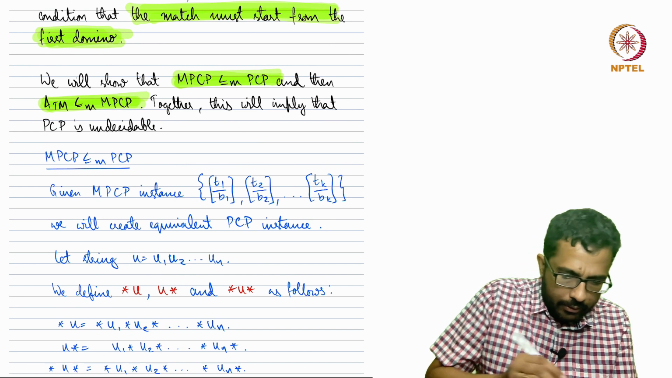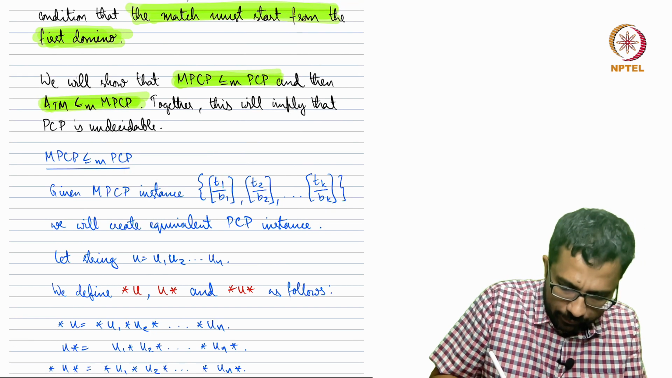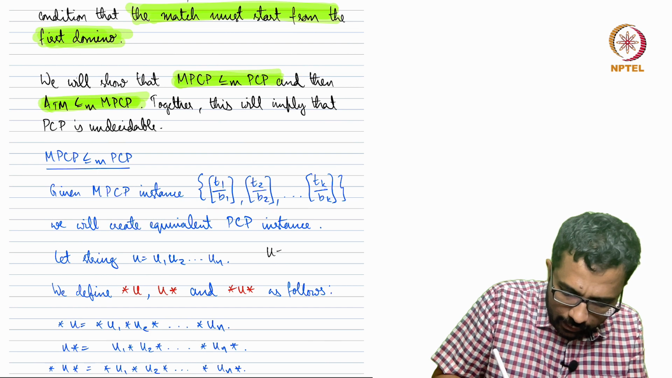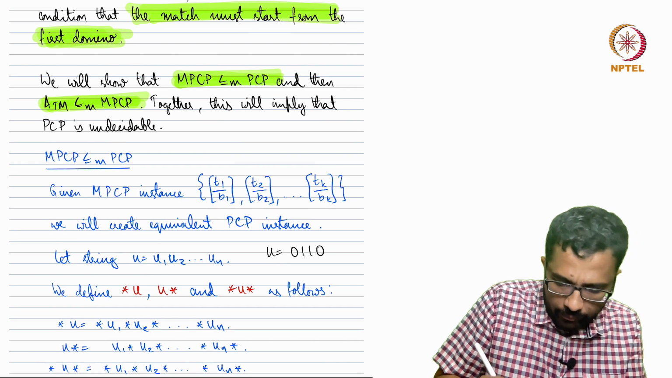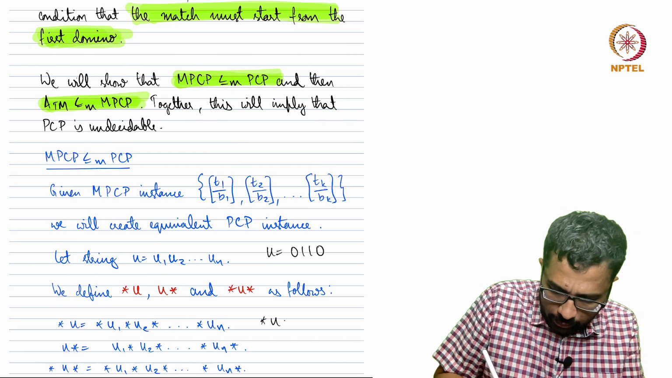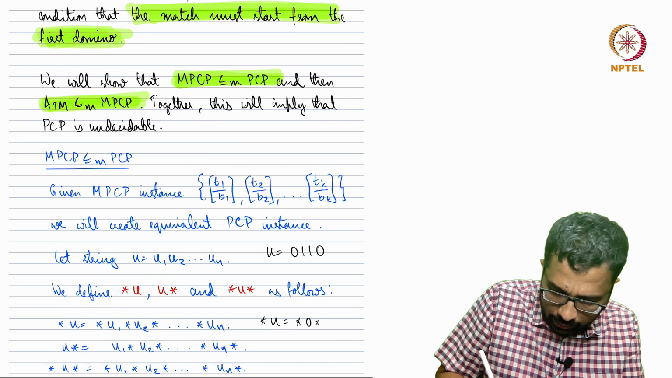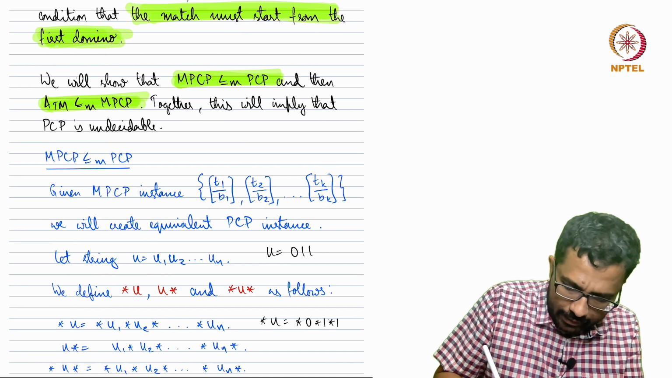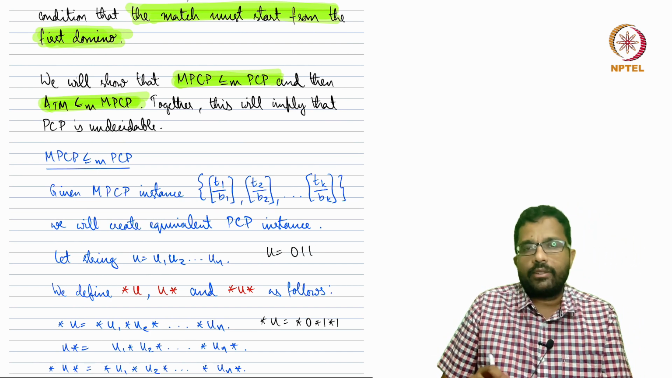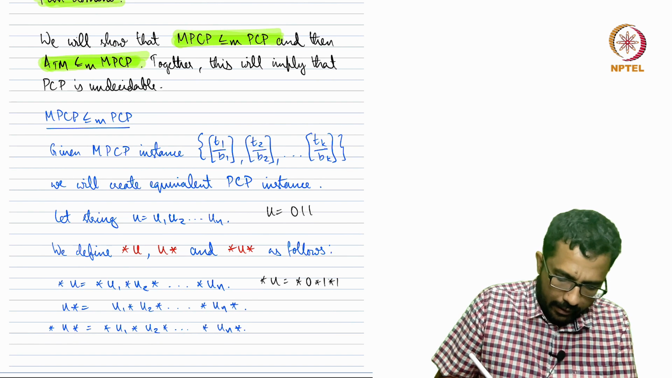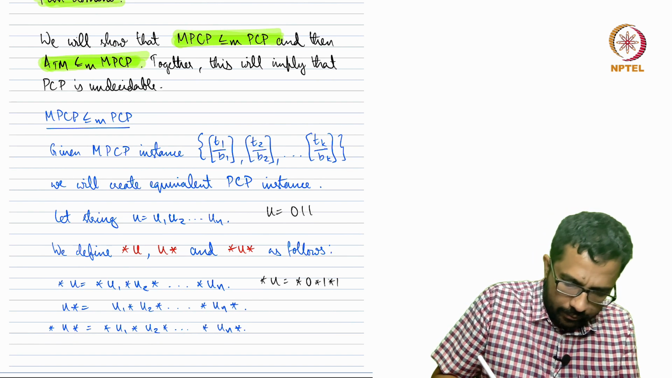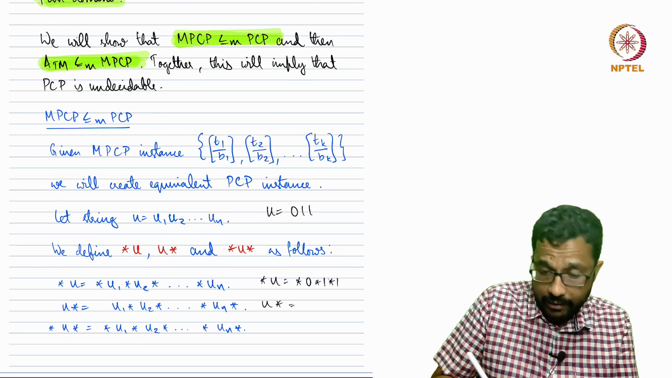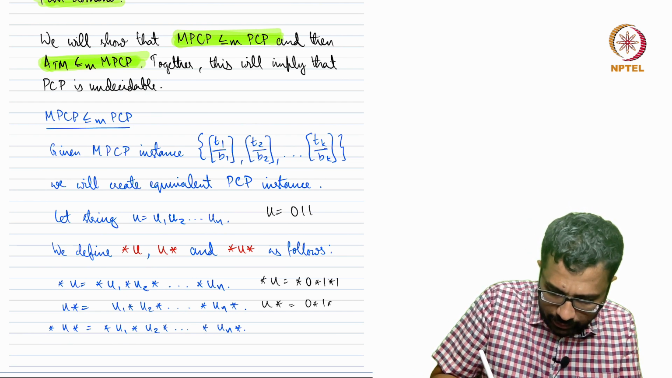So just to give an example, let's say U is 0 1 1. Then star U is star 0 star 1 star 1. And U star is simply star after each symbol. So 0 star 1 star 1 star.